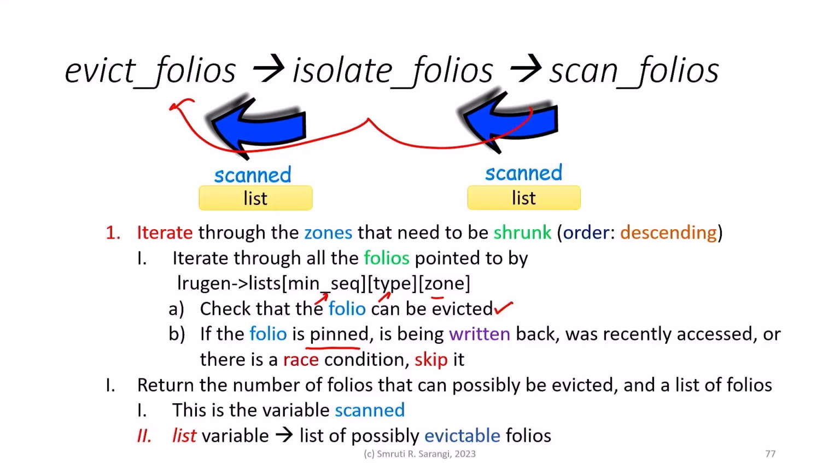If it is already being written back, you would want that to happen instead of putting another parallel eviction on top of it. If, let's say, after scanning it got recently accessed, then it makes no sense to actually evict it. There could be different kinds of race conditions where different threads are trying to acquire it. It's much better to calm down, wait for all of those concurrent events to finish, and then finish the eviction. So once this has been done, we return the number of folios that can possibly be evicted, which is after this filtration process, and the variable scanned will have some of this information, and the list variable will have a list of all the folios that you need to evict.